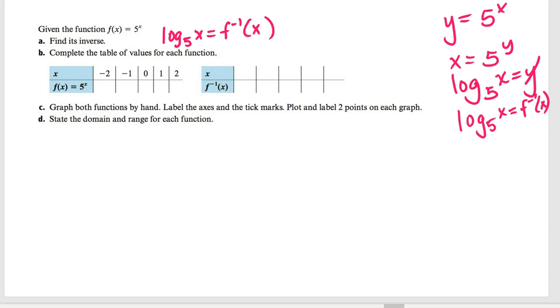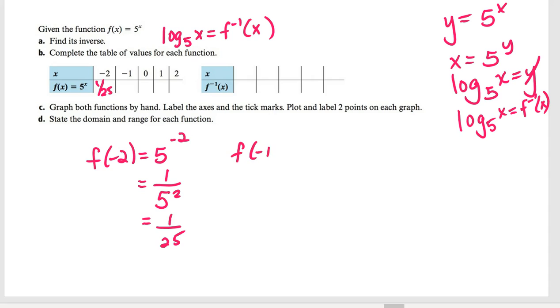Now it asks me to complete the table of values for each function. So all I need to do here is put in my x for my original function and then evaluate it. So if I say f at -2, then I put it into the exponent in place of the x, and I can bring this down like this. So 1 over 25.